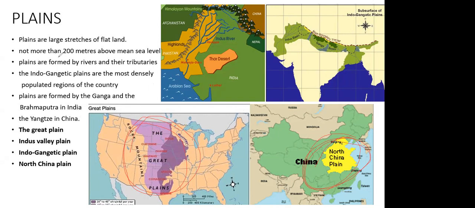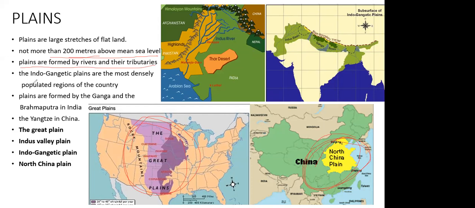So this figure is very important. You should note it down that a plain is not more than 200 meters above the mean sea level. This is an important point to be noted. Plains are formed by rivers and their tributaries. I have already talked about it.